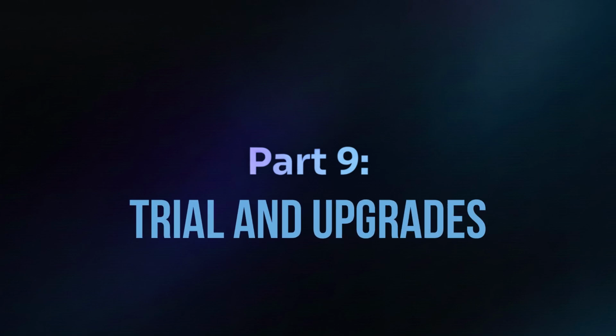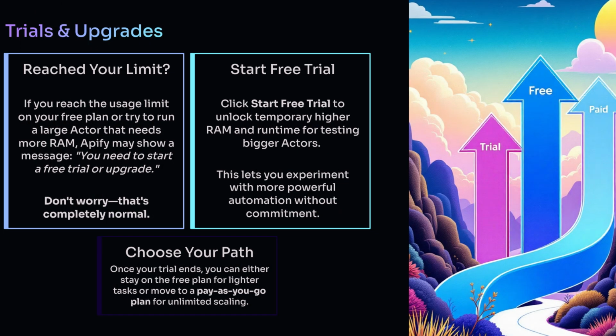Next, Part 9, Trial and Upgrades. If you reach the usage limit on your free plan, or try to run a large actor that needs more RAM, Apify may show a message saying, you need to start a free trial or upgrade. Click Start Free Trial to unlock temporary higher RAM and runtime for testing bigger actors. Once your trial ends, you can either stay on the free plan or move to a pay-as-you-go plan.